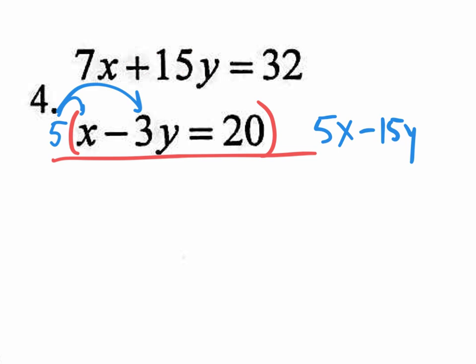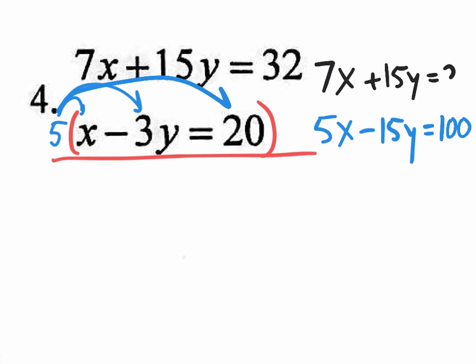But don't forget to distribute to the answer over there on the right side. 5 times 20 is 100. So that blue equation right there is your new modified equation after multiplying everything by 5. Now, why do we multiply by 5? So that the y's will cancel. See, the top equation, I'm not going to mess with. 7x plus 15y equals 32.